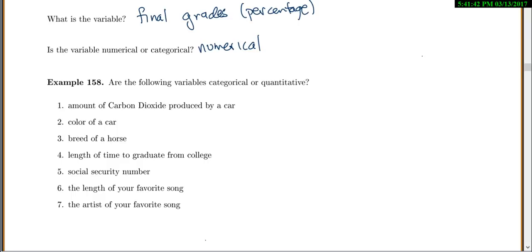So let's look at these and decide if they're categorical or quantitative. So go ahead and shout them out. So the amount of carbon dioxide produced by a car. First of all, does anyone actually know how you measure that? It is parts per million. I had to go look it up because I didn't know. So that's how you measure carbon dioxide. So based on that, what would you think it would be?